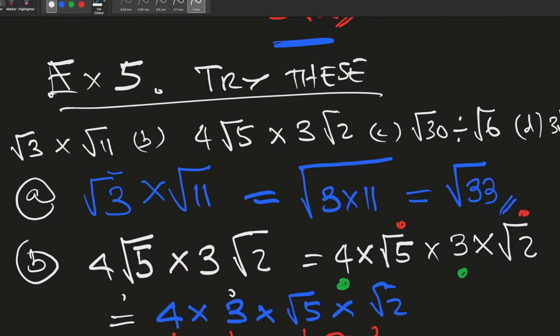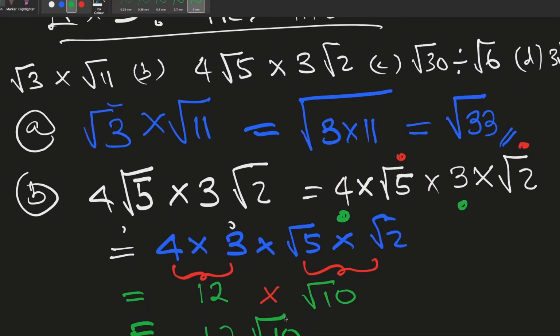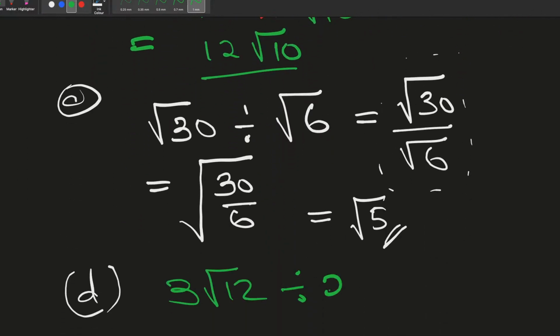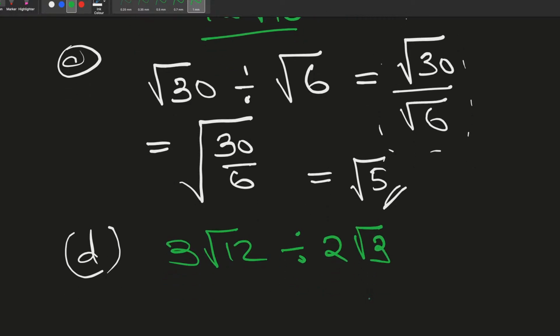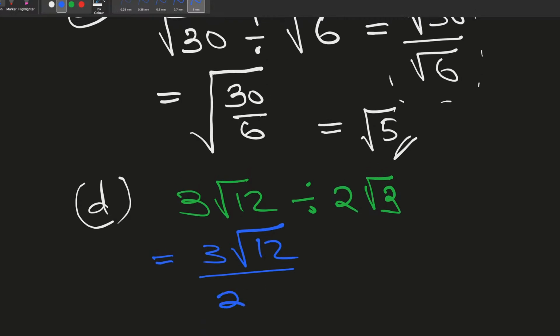The D is 3 root 12 divided by 2 root 3. What's happening? Friends, as we saw earlier, this is the same as 3 root 12 divided by 2 root 3. So that's the traditional method. 3 root 12 divided by 2 root 3.